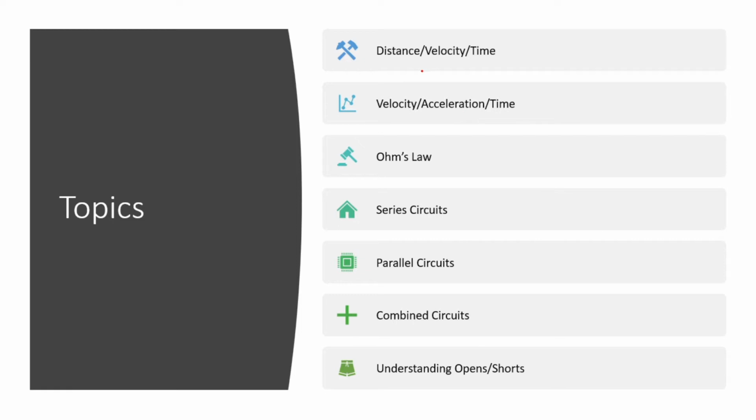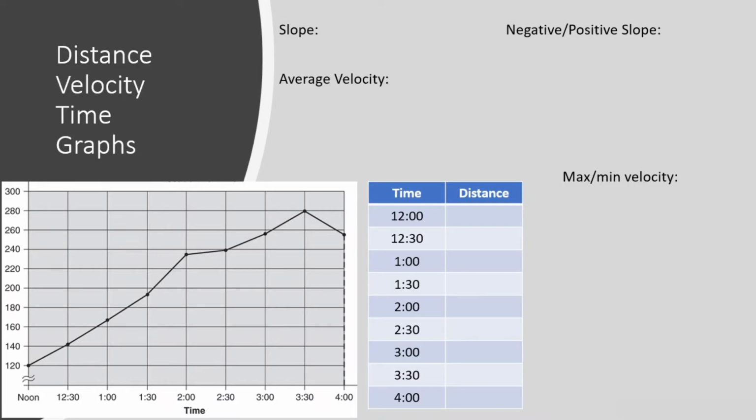Our topics for this test are the same as we said before: the distance, velocity, time concepts, and the velocity, acceleration, time from chapter 15 in motion. And I think chapter 14 is the circuit stuff. So now we're going to do some review. Let's look at the distance, velocity, time graphs.